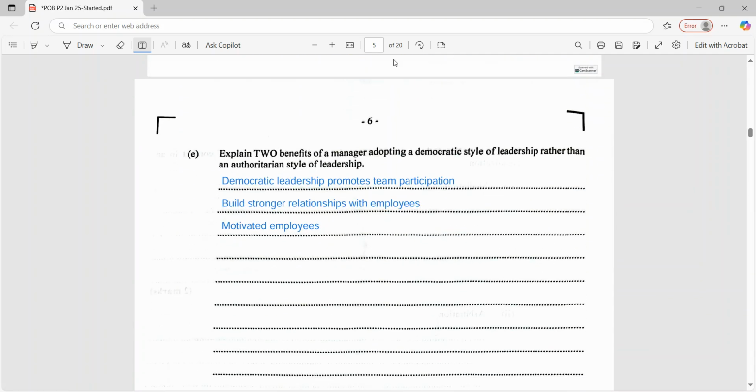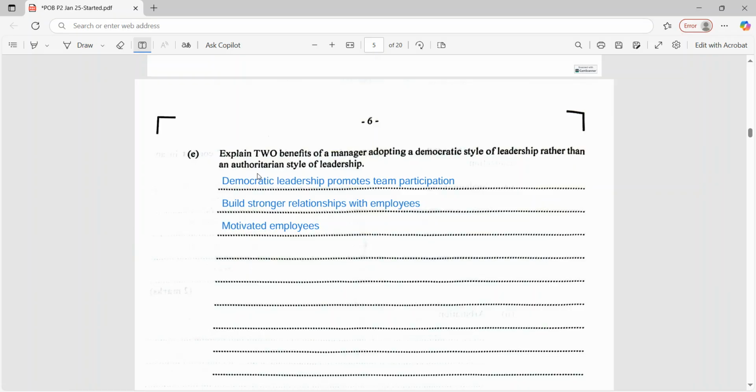It says explain two benefits of a manager adopting a democratic style of leadership rather than an authoritarian style of leadership. So we know in a democratic style of leadership, they promote team participation because persons can vote on decisions that they're making. So on the other hand, in an authoritarian style of leadership, whatever decision is made by the leader, everybody in the group has to follow that, right?